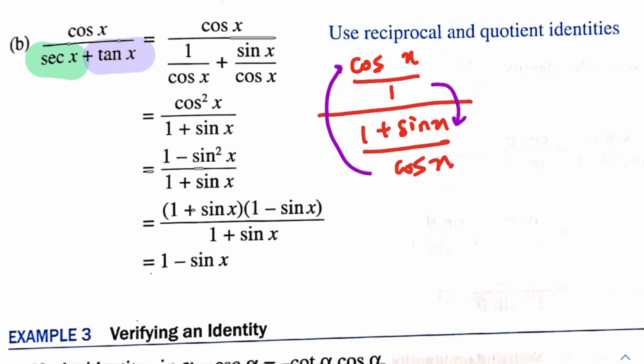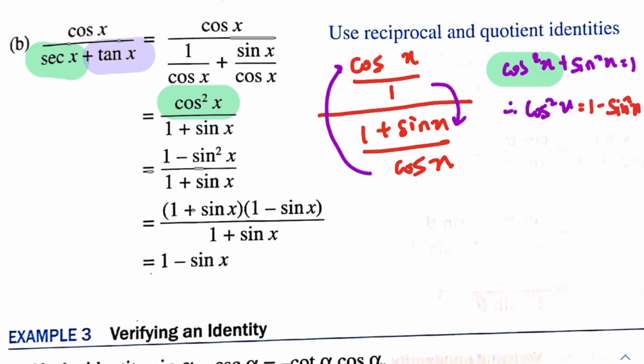So now since you have reached this point here, let's open up cos squared x. We know that cos squared x, if we use the identity formula, is equal to 1 minus sine squared x. So this comes from the equation cos squared x plus sine squared x equal to 1. Therefore, let's bring everything to the right hand side. This is 1 minus sine squared x. So let's just replace it here. And then we have 1 minus sine squared x over 1 plus sine x.